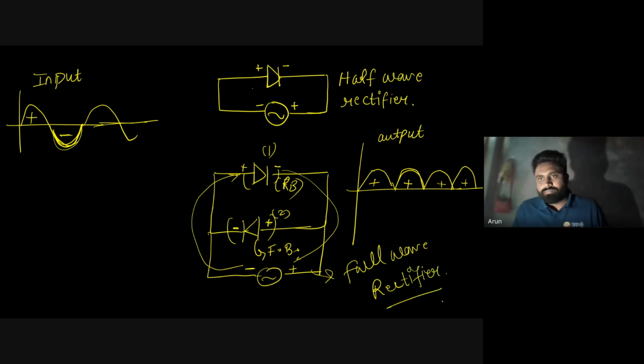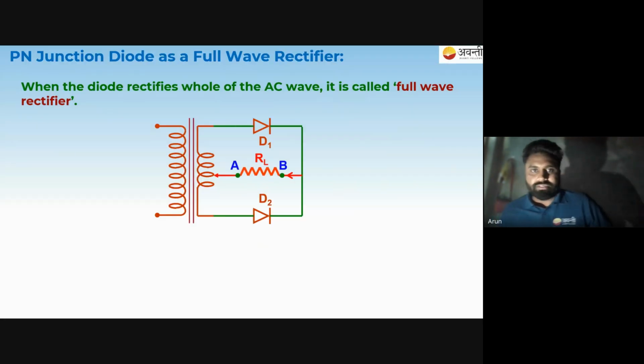Okay, got it? Now, for your better understanding, this is the setup for a full wave rectifier. When the diode rectifies the whole AC wave, the negative and positive both sides, it is called a full wave rectifier. Here you will see this is the source you have. Suppose this source initially has the positive side here, and this is the negative side. So for this diode, you will see the positive end is connected to the positive one, so it is forward biased. It will allow the current, the positive side.